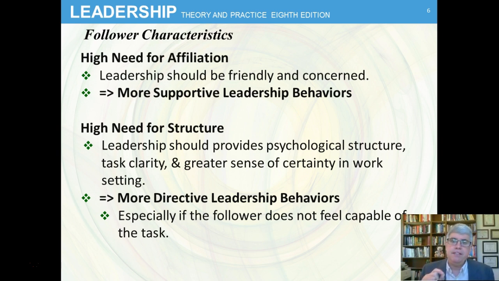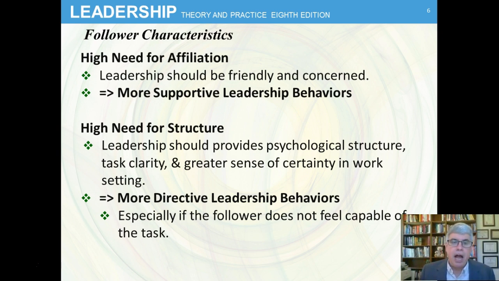So how do I determine what type of behavior is going to motivate them along the path so that they can achieve their goal? Well, one of the characteristics of followers is need for affiliation. Some people have a high need for affiliation. They need to be close to people. They want close relationships. Other people have a low need for affiliation. They don't really need to be too close to people.